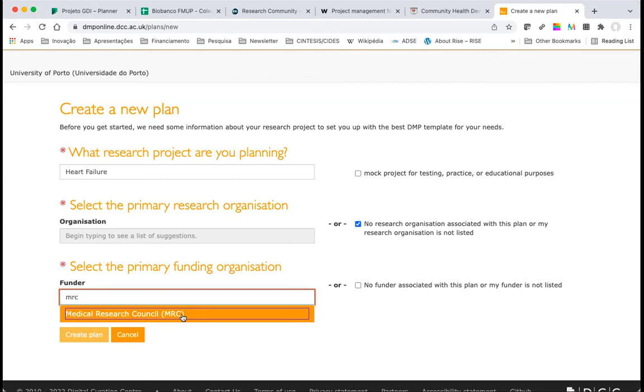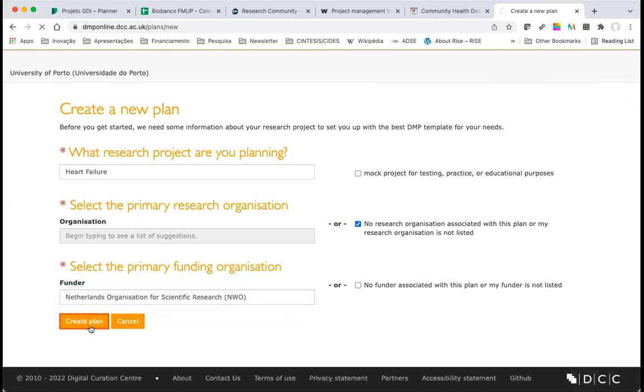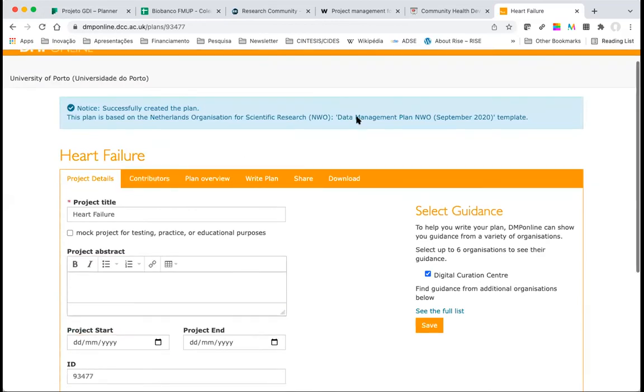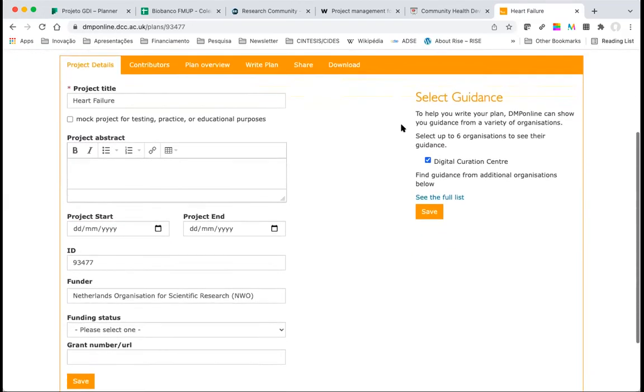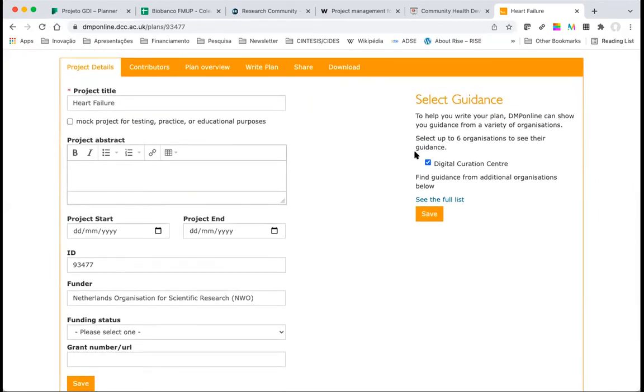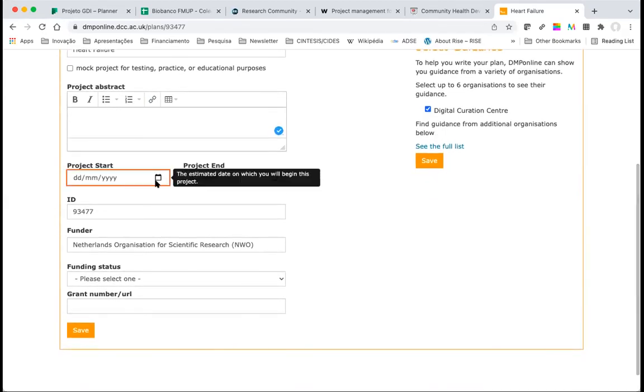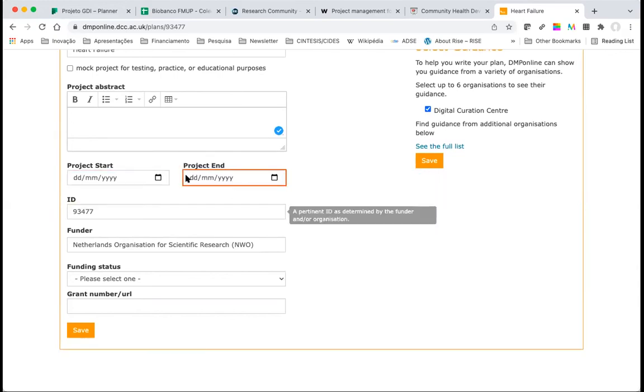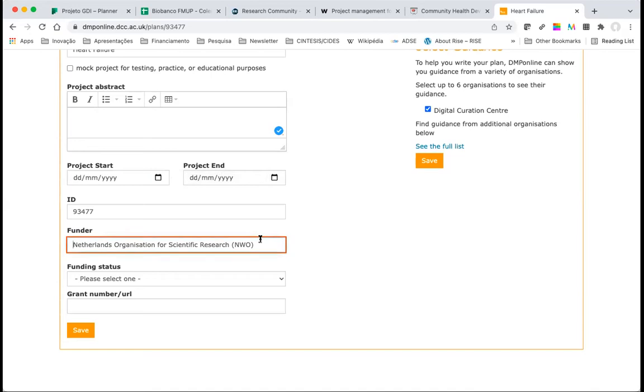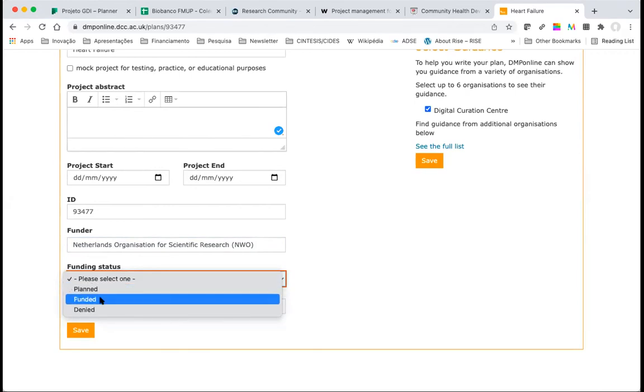They are basically the same with specific differences, but in general terms, they all address the same issues. So, for instance, let's create a DMP based on the NWO. And what it asks us to do is to add an abstract, to say when our project is going to start or end, to provide an estimate, to say who is the funder, to see if this is planned or funded or has been denied.